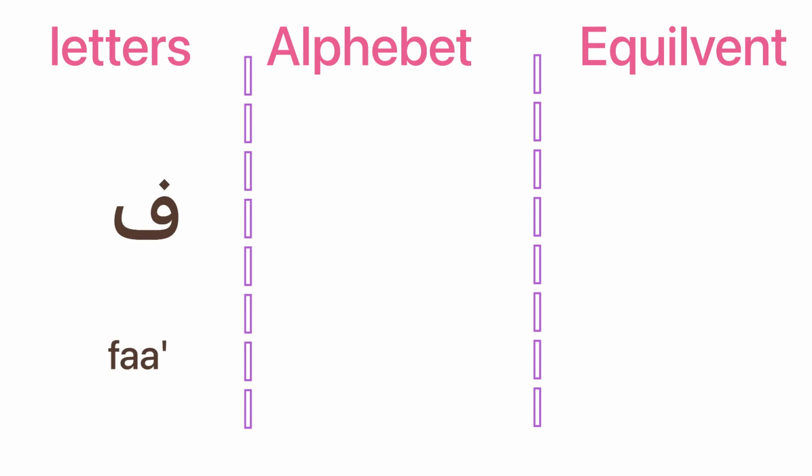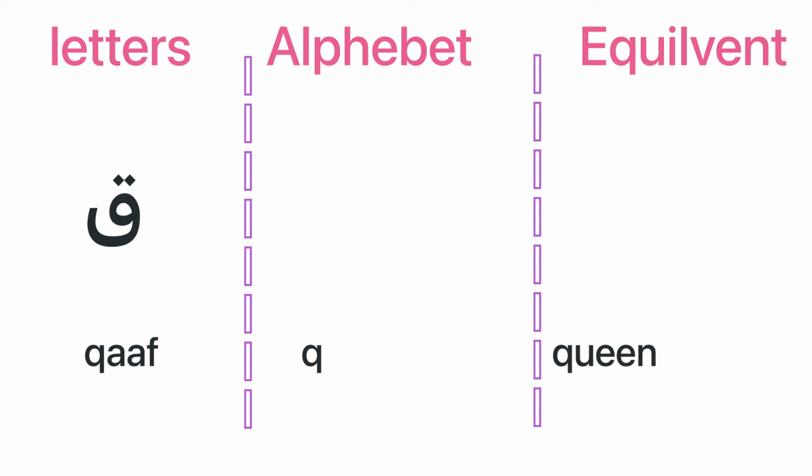Fa, similar to the alphabet F if you pronounce the word flower as flower, it would be correct. But I know you guys say flower and not flower. Letter qaf, qaf and not kaf. The alphabet Q would be closest to the letter qaf, but I can't really tell you Q for queen, since we say queen and not queen. If you say queen, then it's going to be right, but no, it is a queen.